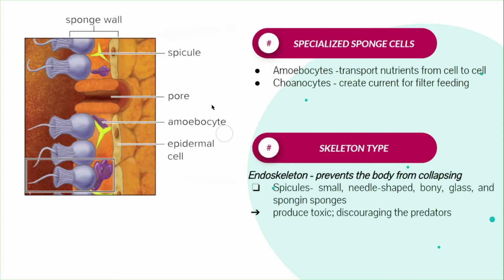So the sponges have a skeleton, an endoskeleton type. The endoskeleton will prevent the body from collapsing because inside the sponges they have the spicule, which is small and has a needle shape, which is bony class, and they are sponging sponges. And the spicule will help the sponges to discourage the predators because the spicule will produce toxins.